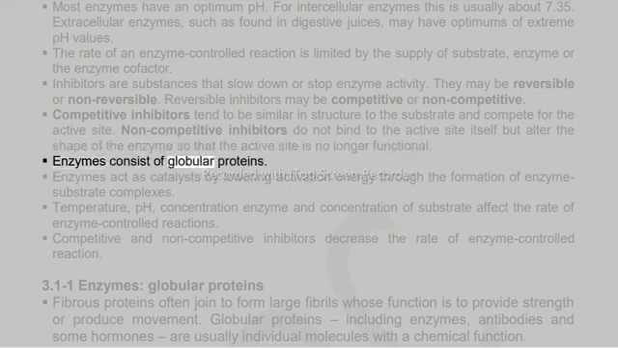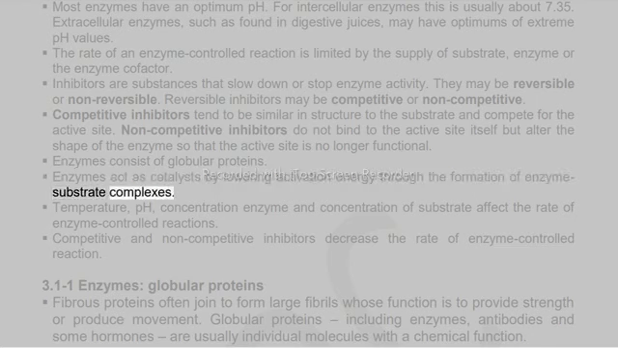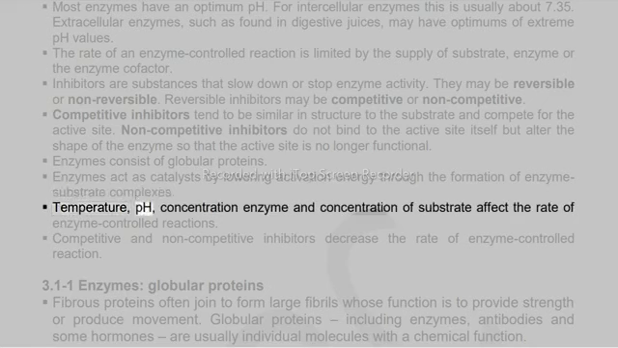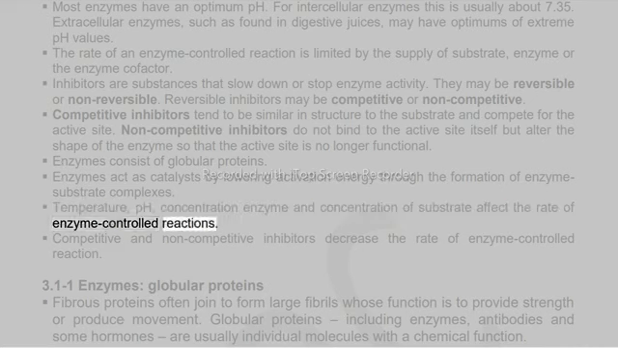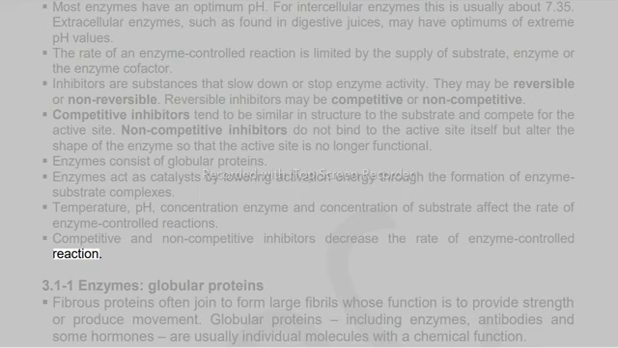Enzymes consist of globular proteins. Enzymes act as catalysts by lowering activation energy through the formation of enzyme-substrate complexes. Temperature, pH, concentration of enzyme and concentration of substrate affect the rate of enzyme-controlled reactions. Competitive and non-competitive inhibitors decrease the rate of enzyme-controlled reactions.